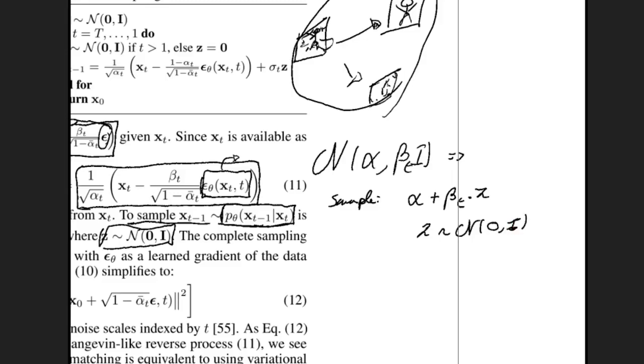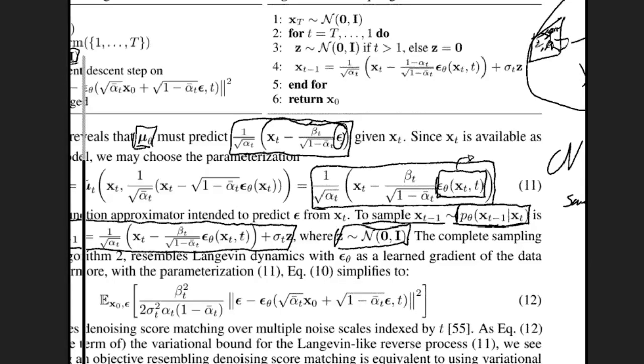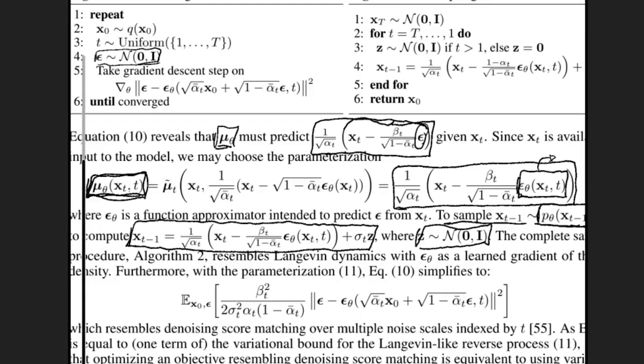Alright, this is what they call the reparametrization technique. They use it a lot in the theory of diffusion models. So yeah, that's basically it.